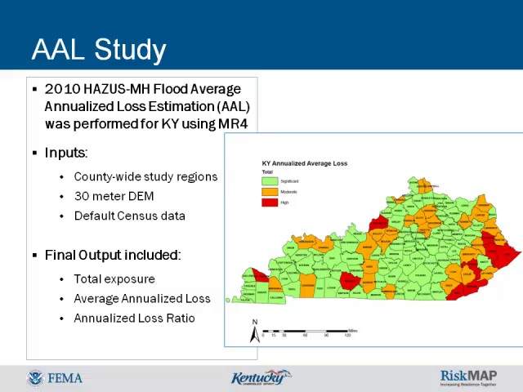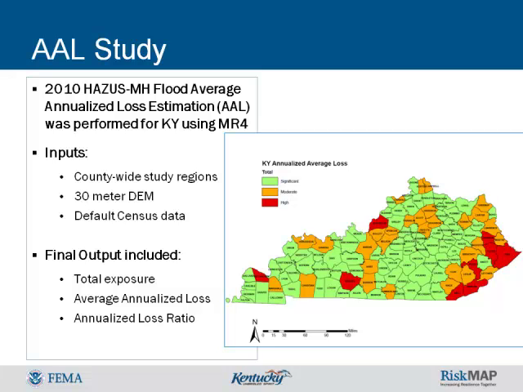FEMA conducted an average annualized loss study as a way to improve on previous attempts of understanding flood risk for the nation. The AAL study was an out-of-the-box HAZUS Level 1 study using HAZUS MR4 software for the continental U.S. By using HAZUS default data such as 30-meter DEM terrain data and HAZUS default general building stock information, the AAL study was the first attempt by FEMA to model, not just approximate, risk for both riverine and coastal areas.